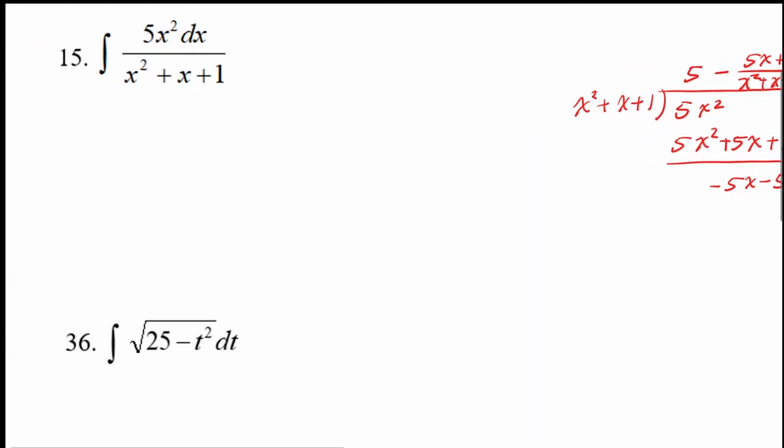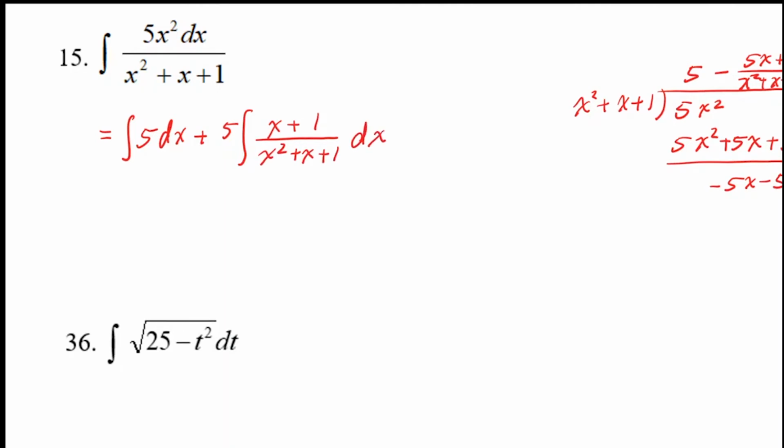Good. Then we can break this integral apart. For now, I'm going to write it like this, 5 dx, which is very nice and easy. The next one, I'm going to write 5, common factor out here, and then I'm going to write x, I'm going to leave a little space, there's a reason, you'll see why, x plus 1 over x squared plus x plus 1 dx, for now. You with me?